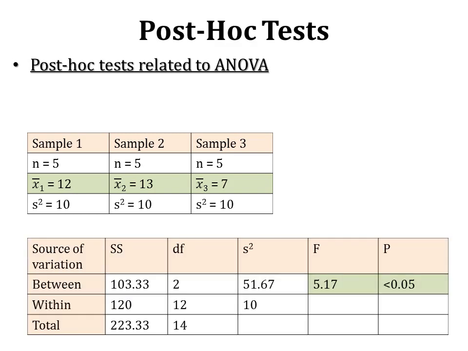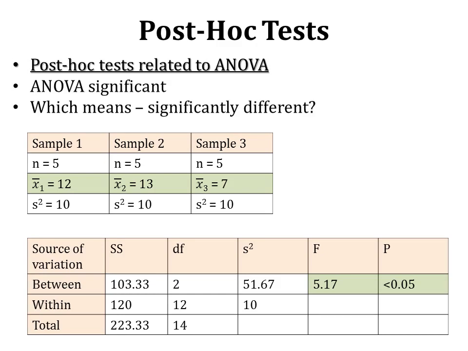And when ANOVA was performed on this experiment, we found that the ANOVA is significant, right? So ANOVA analysis revealed that there is a significant difference in the means. But now the question is, which means are significantly different?